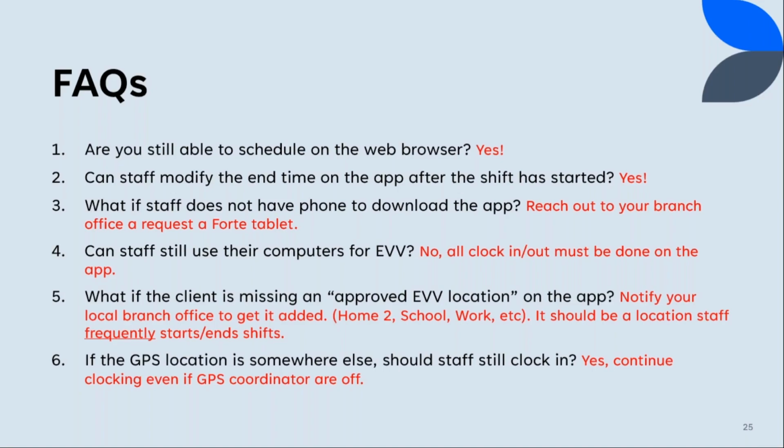Number 5 is, what if a client is missing an approved EVV location on the app? So you'll want to reach out to your local branch office to get that added. Those approved locations can be a second home address, school, work, or other. To be considered an approved location, it should be a location where staff frequently starts or ends shifts.